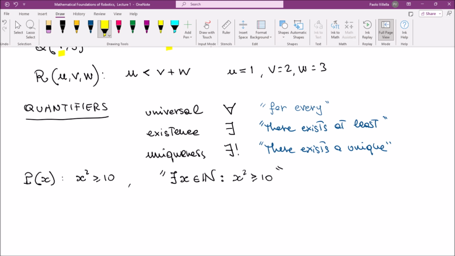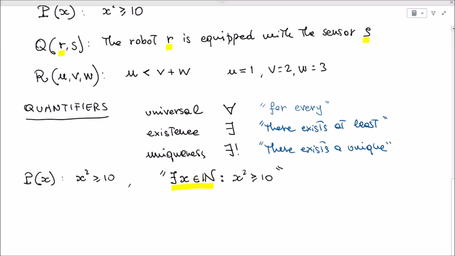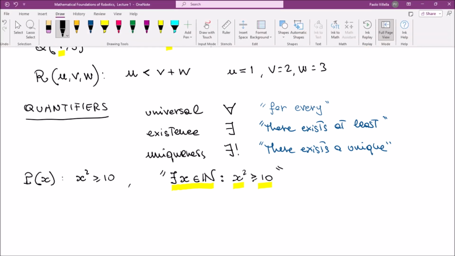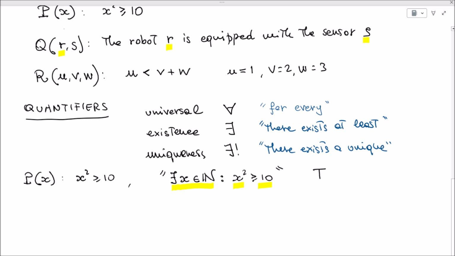Let me read this again. We are using the existence quantifier, and we are saying that there exists at least one natural number such that this natural number squared is larger than or equal to 10. Well, this is certainly true, because we know that there will be not one but infinitely many natural numbers such that x to the square is larger than or equal to 10. So we now have a proposition, because we can say that this proposition is true.